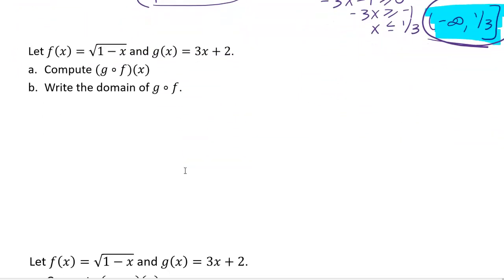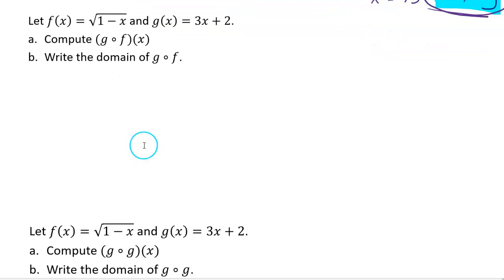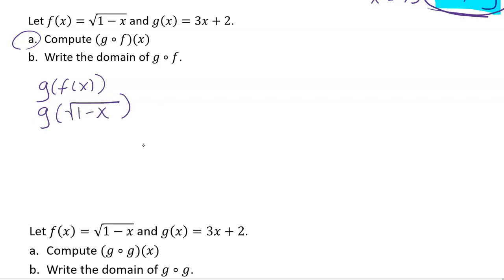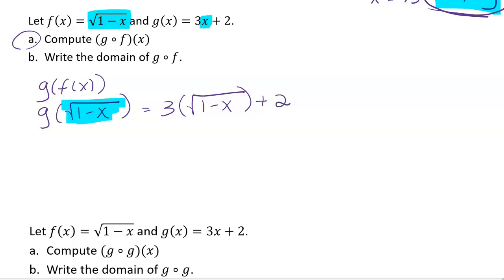All right, moving along here, we're using the same two functions, but we are switching up the order. So now we're doing g of f of x. So g of f of x is where we're going to put the f of x function inside of g. My f of x function is the square root of 1 minus x. So I've got this and I'm sticking it inside here. Then I need to go to the g function, and where I have an x, I'm going to put in the f of x function. So that is going to be 3 times this square root of 1 minus x plus 2.